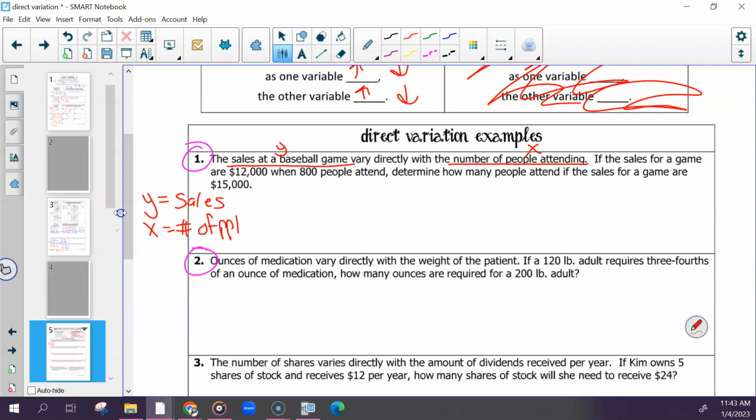Okay. And then just like the missing value problem, take it one step at a time. Focus on the things you know, find k, and then go on from there. So if the sales for a game are 12,000, so that would be your y. When 800 people attend, that would be your x. So stop there, look at those two numbers. Let's use them to find k. So k would still be your y over x if you need to rewrite those equations somewhere. y equals kx and k equals y over x.